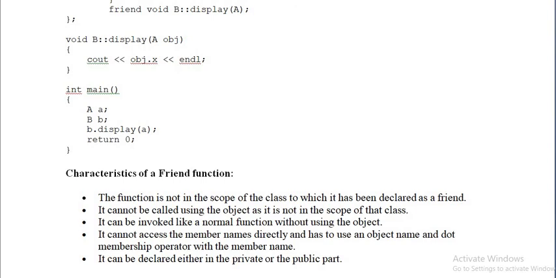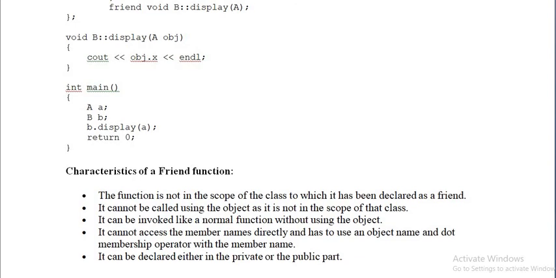It cannot access the member names directly. It has to use an object name and the dot operator. It can be declared either in the private or public part. You just observe the programs clearly, particularly the first program. It cannot be called using the object.